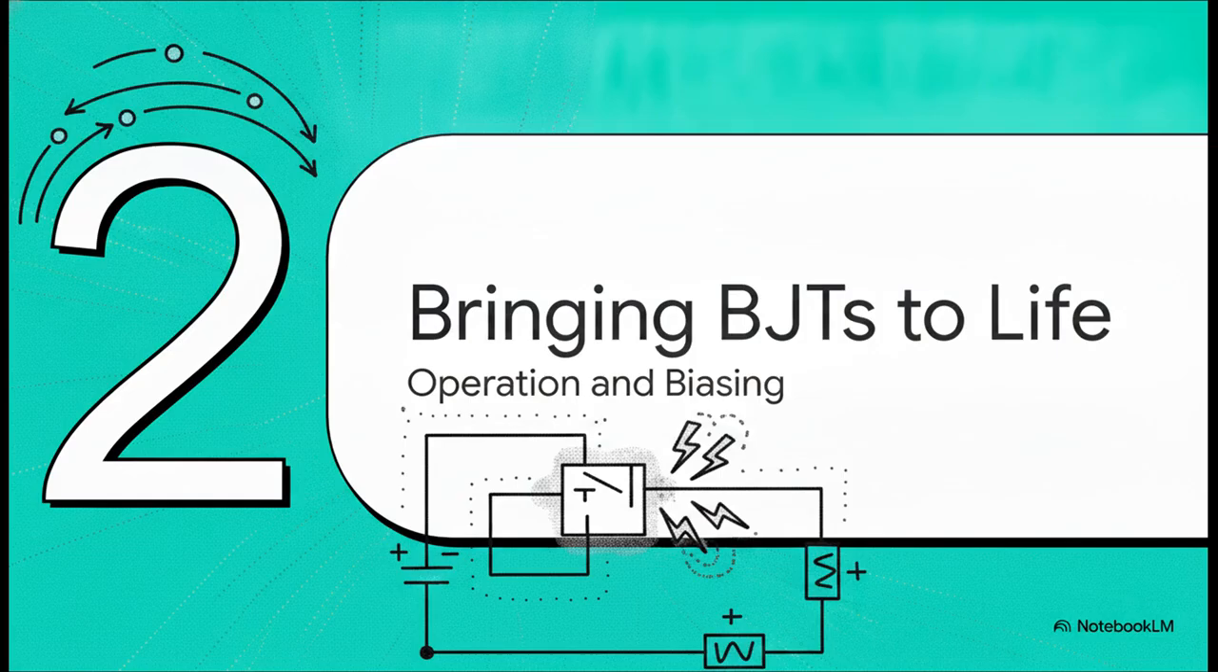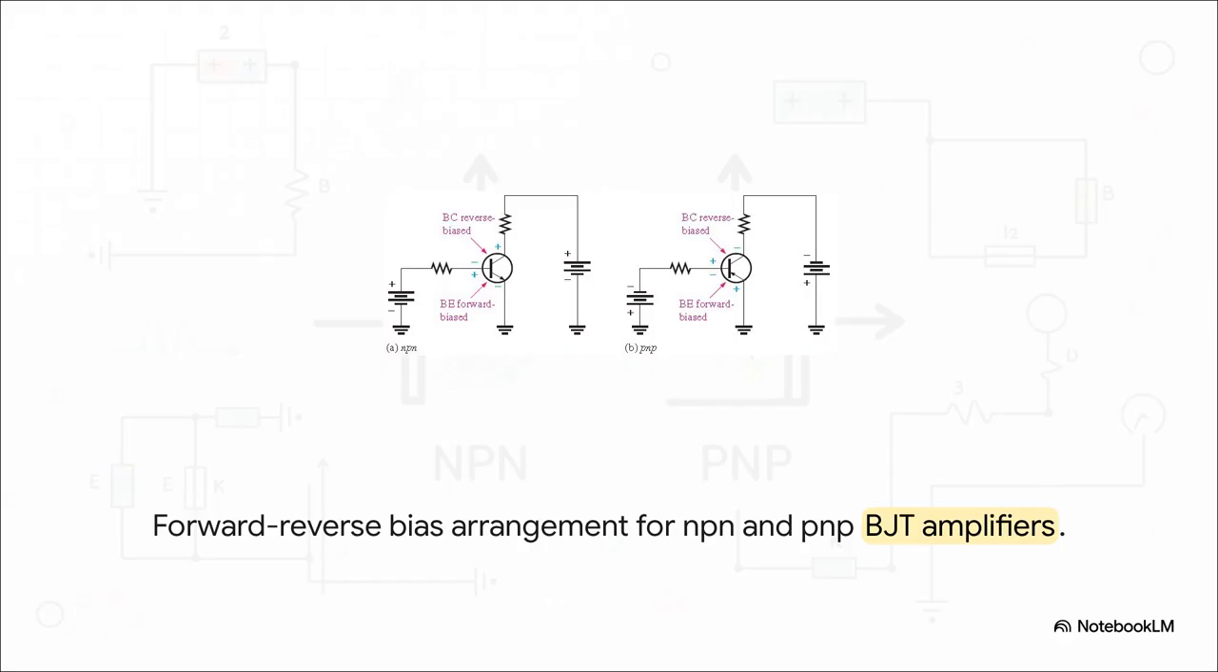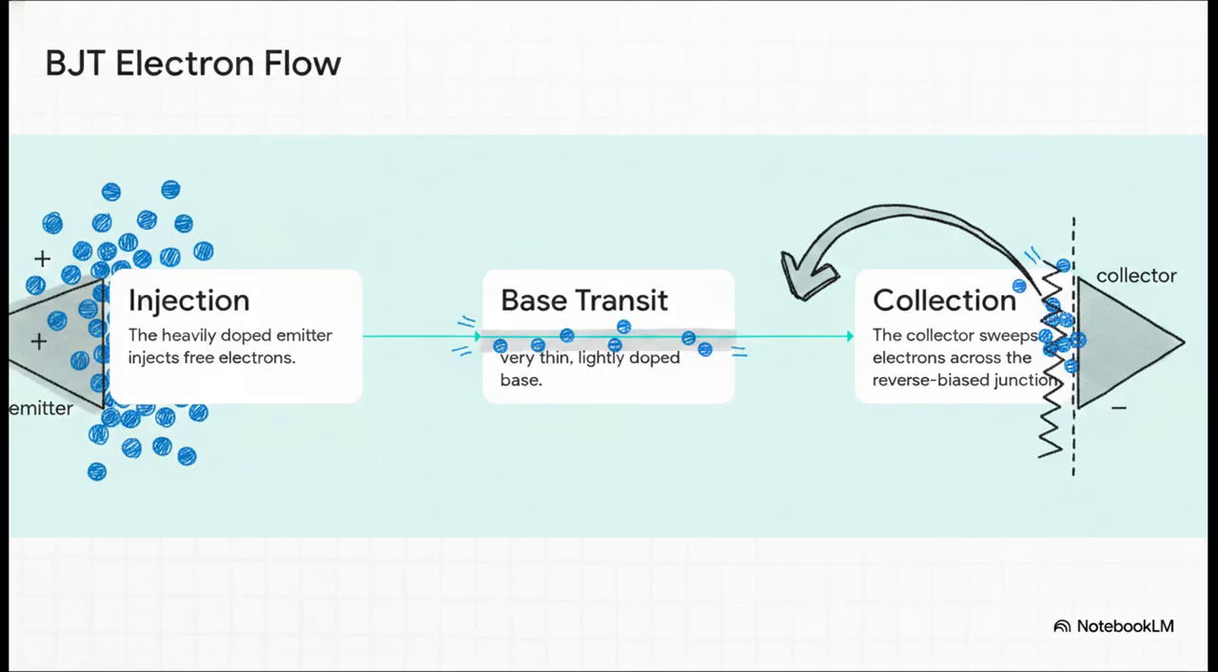Section 2. Bringing BJTs to life, operation and biasing. Okay, so how do we actually make this thing work? For a BJT to operate properly, especially if we're using it as an amplifier, we have to apply specific external DC voltages. This is a process called biasing. The specific setup we need here is called forward-reverse bias. Basically, that just means your base-emitter junction has to be forward biased, while your base-collector junction sits there reverse biased. When you lock in that forward-reverse bias, a pretty wild physical journey kicks off inside the silicon.